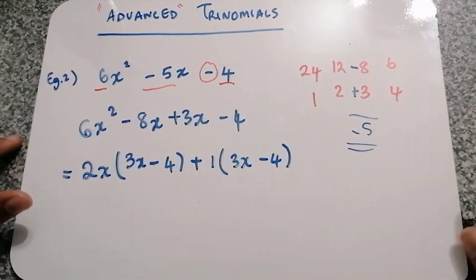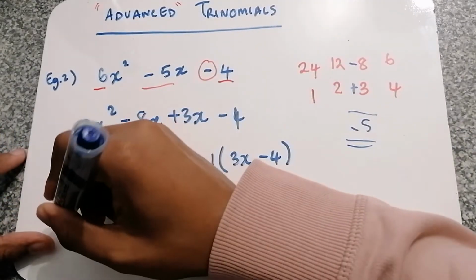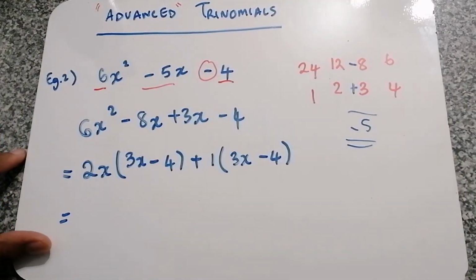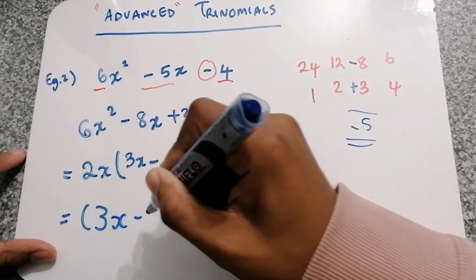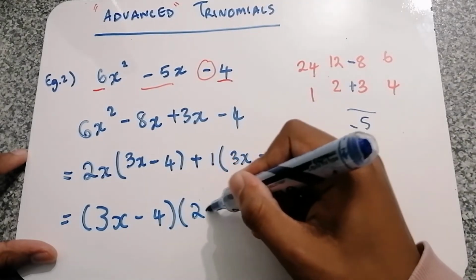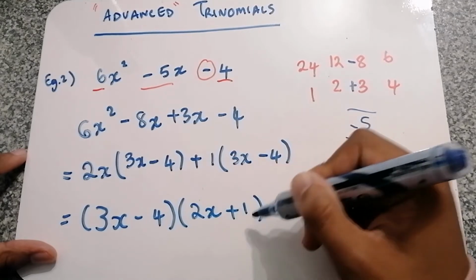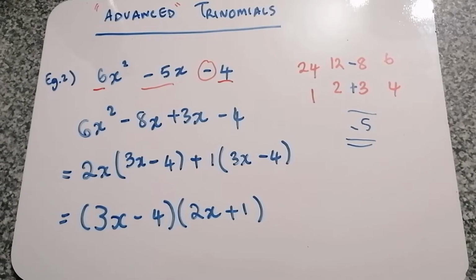But it stays the same. So when we factorize this, we're using the grouping method again. So we'll write down the common bracket, which is 3x minus 4. And in the second bracket, you write down what is left, which is the 2x and the 1. Again, that's how we factorize it.